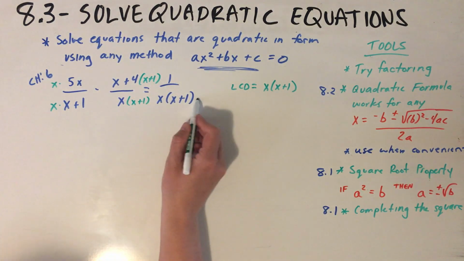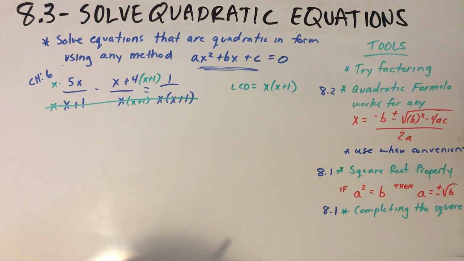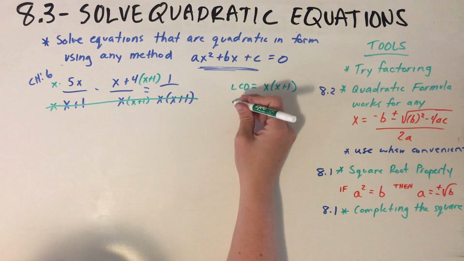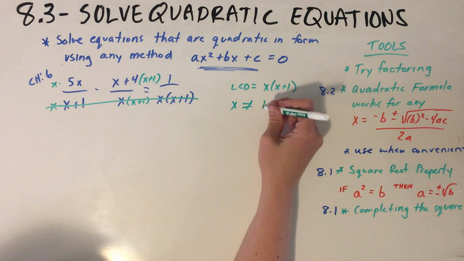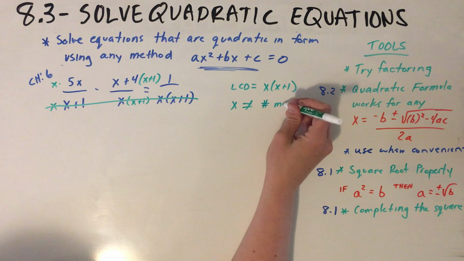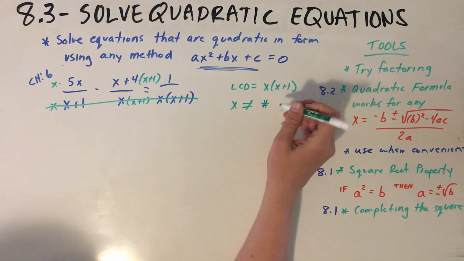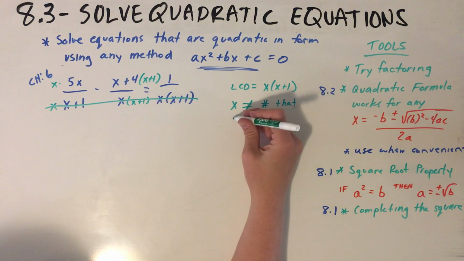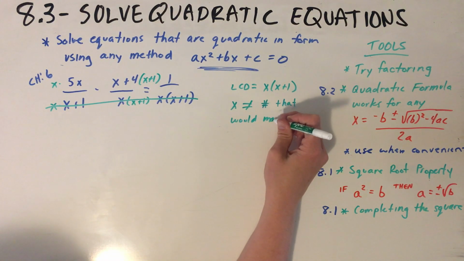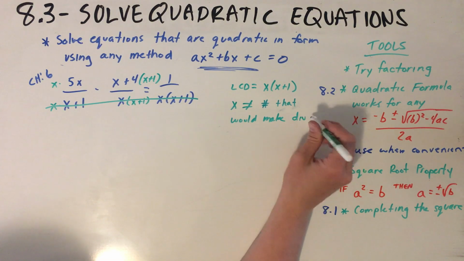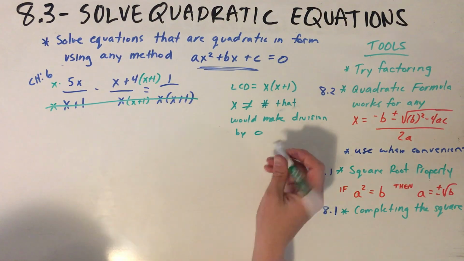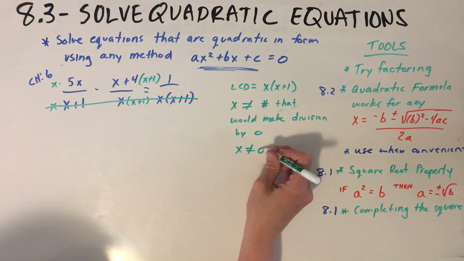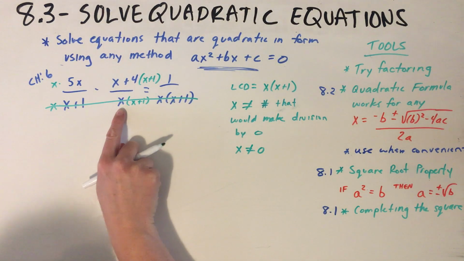Remember, when we have all the same thing on the bottom, I can just say, well, that doesn't really exist. The other thing that I want to make sure we do here is we want to check and see what x can't be. Remember that x can't be anything that would make the denominator 0. So it can't be any number that would make division by 0. So in this case, if x was 0, then this denominator would be 0, and we can't have that.